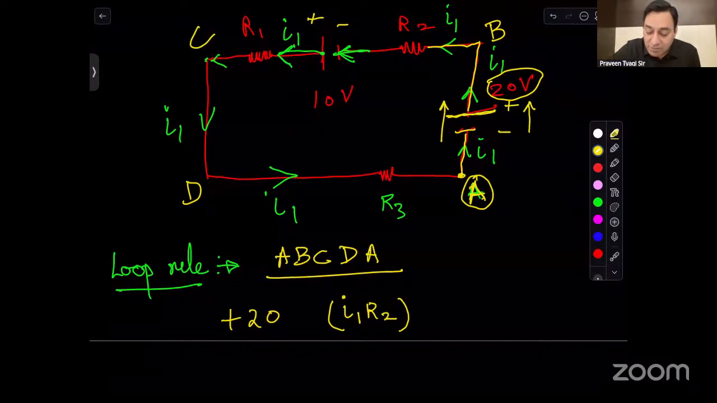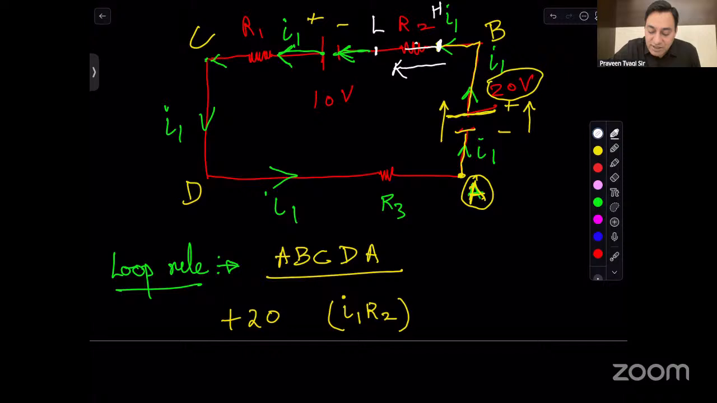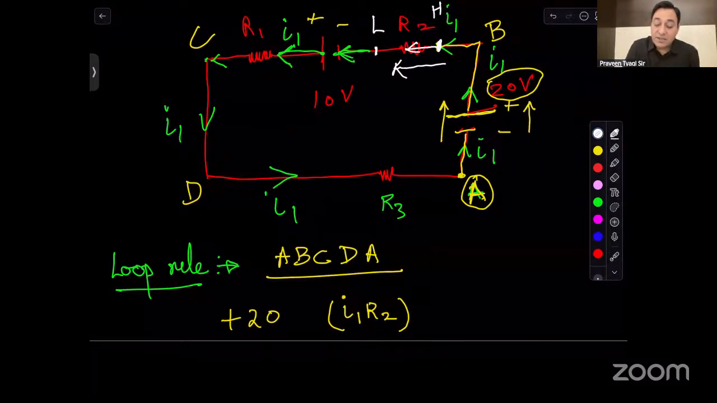So did the potential decrease across this or potential increase? You can see when I was going in this direction, I'm moving like this in the loop. This current flows from higher potential to lower potential. Therefore, if I have assumed the direction of current to be I1 and the current is flowing in this direction, I am going from higher potential to lower potential. That means I will apply a minus sign, potential decreased.